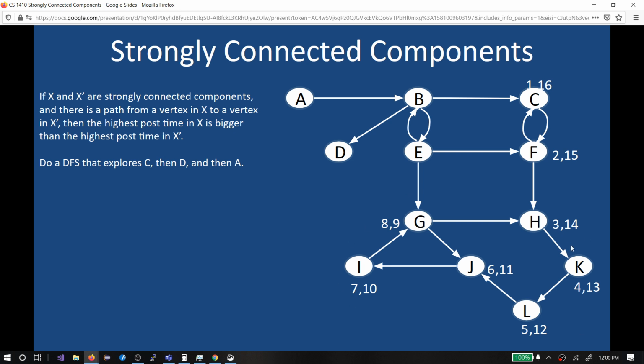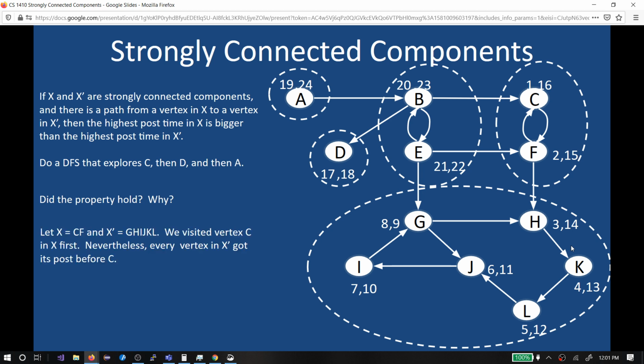Let's try it again. Let's start at D. Well, that's kind of vacuously true. Start from A. Now, every vertex is in some chunk. So let's take that chunk BE. The highest post time in BE is bigger than the highest post time in CF, which is higher than the highest post time in that big chunk at the bottom. And the post time for A is bigger than anything else in any chunk. This is just summarizing what I just said. So it just always works out that way.